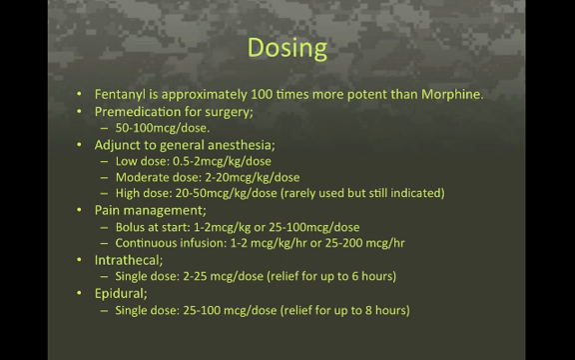As a moderate dose, we use 2 to 20 micrograms per kilo. And as for high doses, we can use between 20 to 50 micrograms per kilo. An example would be open heart surgery.